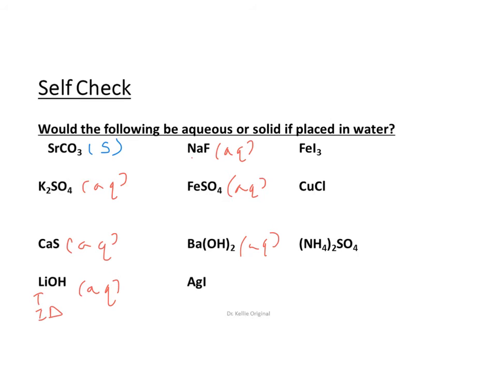Then we have silver iodide. Anything that contains iodine is soluble except for silver, lead, or mercury. So this actually will not dissolve. It'll remain a solid. Then we have iron 3 iodide. Well, anything that contains iodide will dissolve in water.